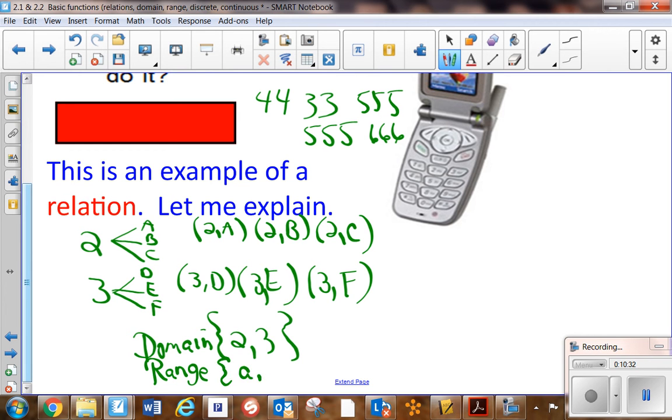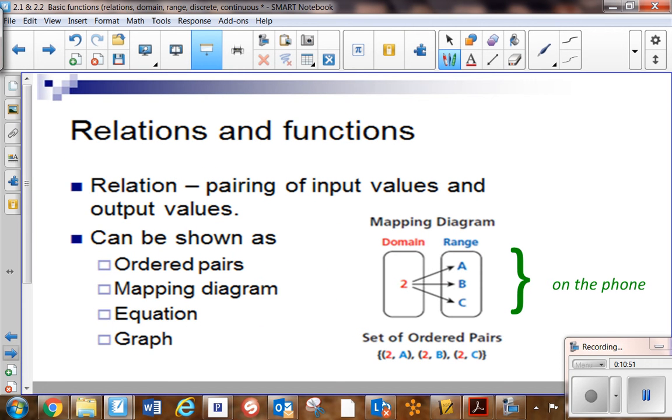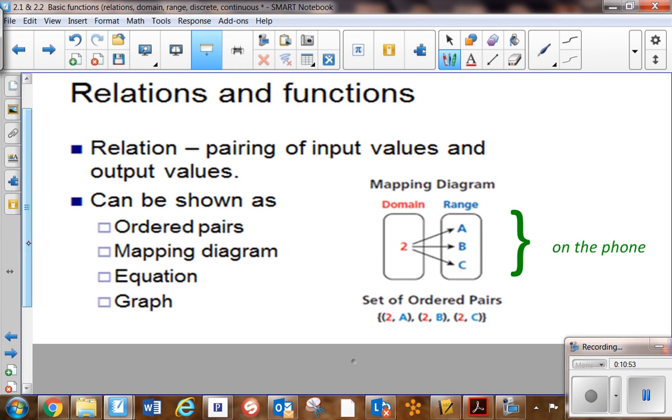Okay, A, B, C, D, E, F, right? So you don't just think of domain and range as being, it's not always numbers. It's a pairing of anything. Anytime you pair stuff, you're forming a relation. All right, so relations. A relation is a pairing of an input to an output.